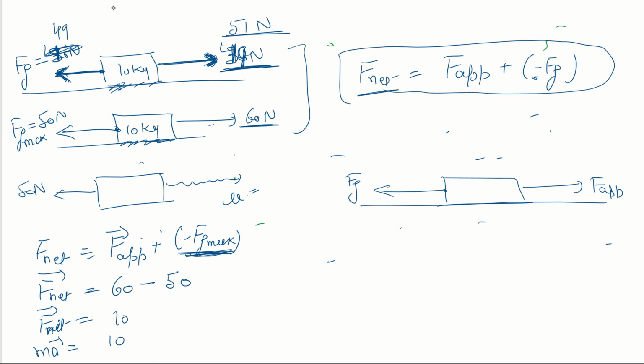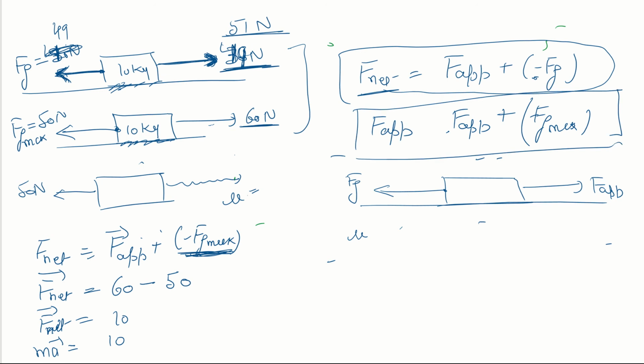Now repeating again, if you are given the coefficient of friction, then this formula will change to force of friction max. Rest everything will remain the same. So hopefully you were able to understand something about when you're applying this, this is F net.